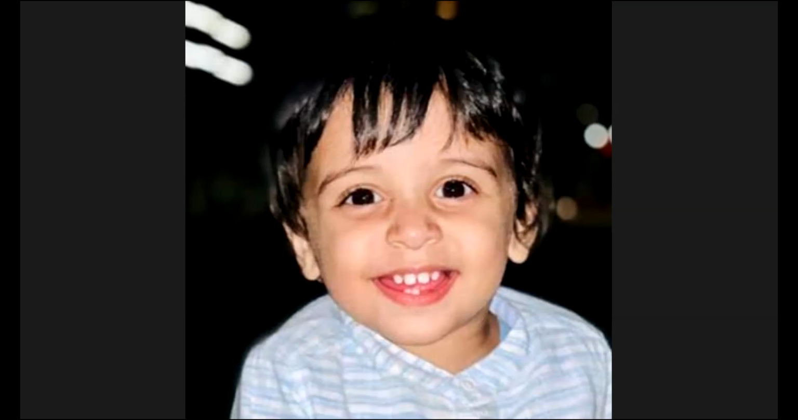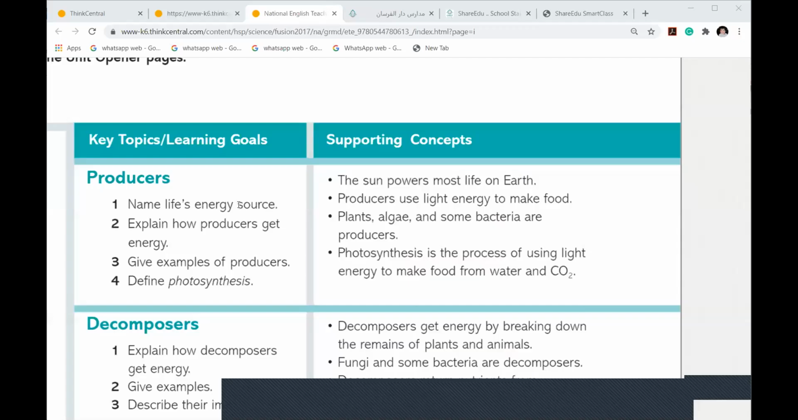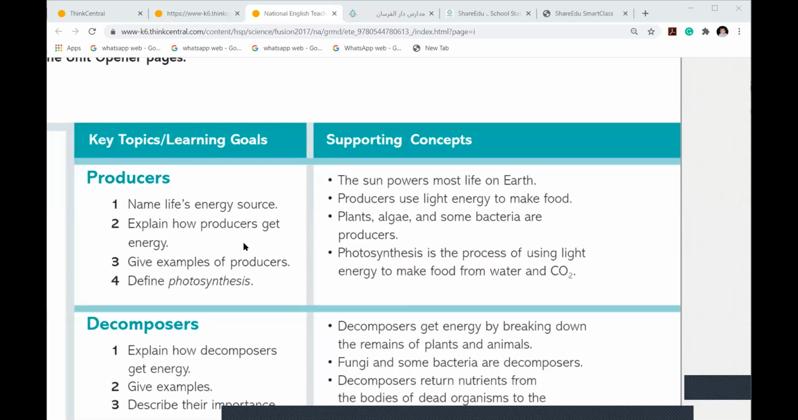Now, let us get back. So name life's energy source. The sun powers most life on earth. Explain how producers get energy. Producers use light energy to make food. Give example of producers: plants, algae, and very few bacteria. They all are examples of producers.